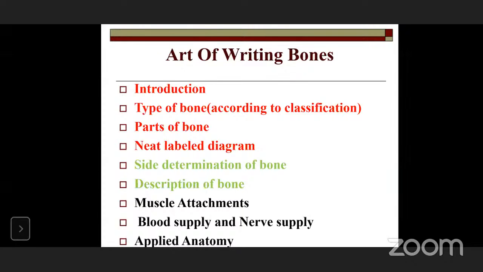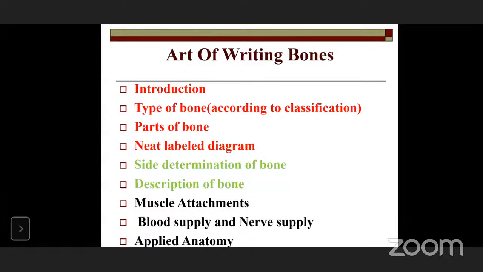Why I categorized this with different colors: if the same question, clavicle, is asked for a 3 marks question, a 5 marks question, or a 10 marks question, how do you write it, and what points have to be covered? If it is asked for 3 marks, the introduction, type of the bone, parts of the bone, and a neat labelled diagram are enough.